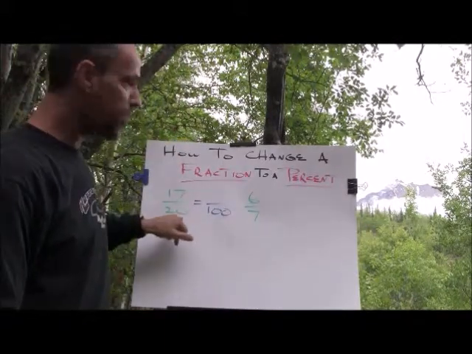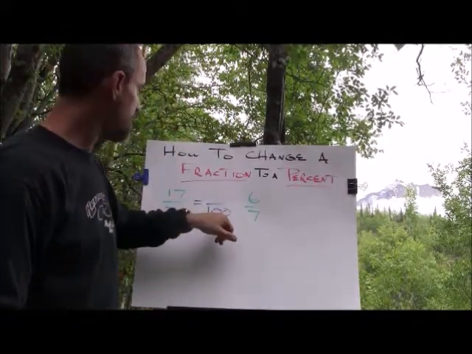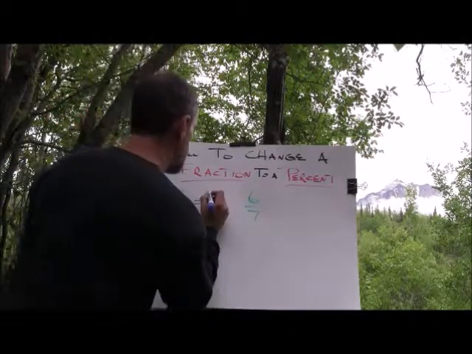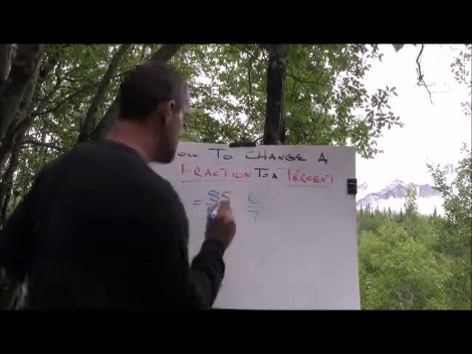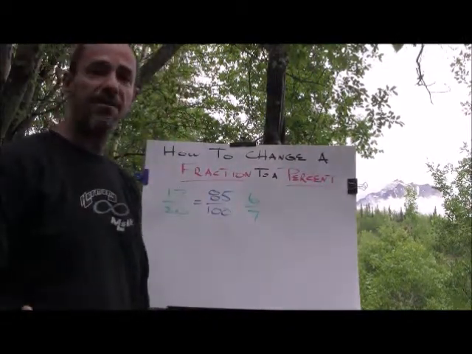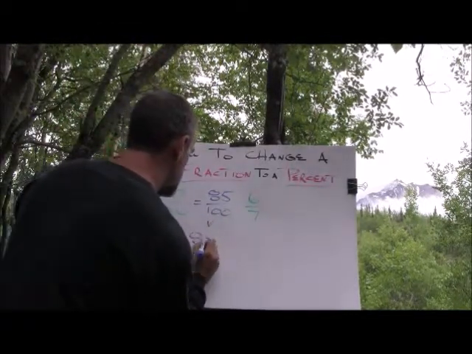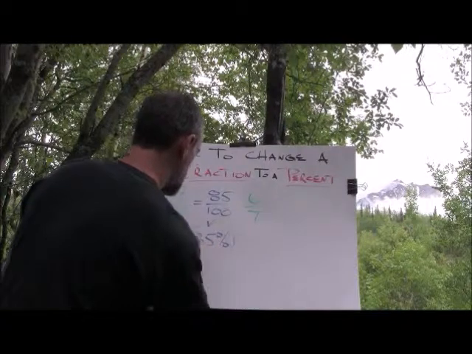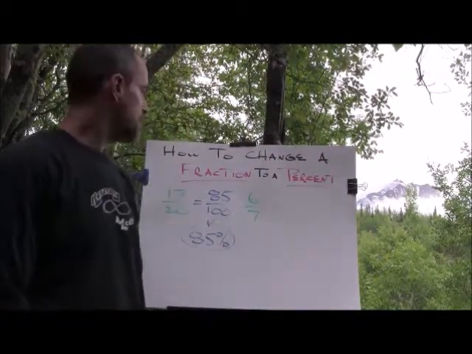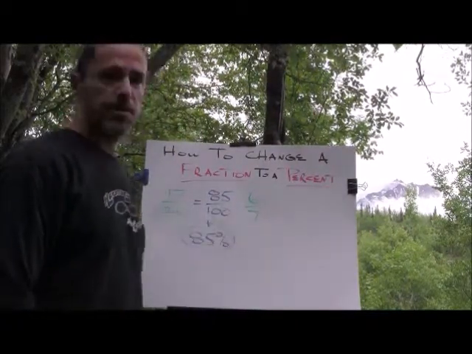Now, since you have to multiply 20 times 5 to get to 100, 17 times 5 is 85. Well, what's 85 out of 100? 85%. So, this one's going to be a little trickier.